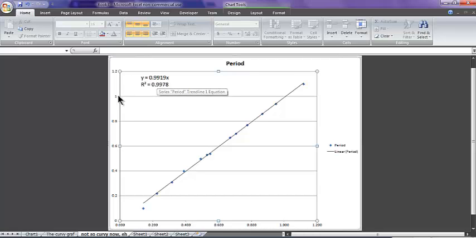Recall what this is. On the x-axis, I have the square root of the mass. On the y-axis, I have T, the period. So you will recall, probably from the thing we did with pendulums, that the slope of this, and if you look at the formula for the period of a pendulum, you should get this. The slope of that line, T equals something times the square root of mass. The something, the slope, should be 2 times pi divided by the square root of S.